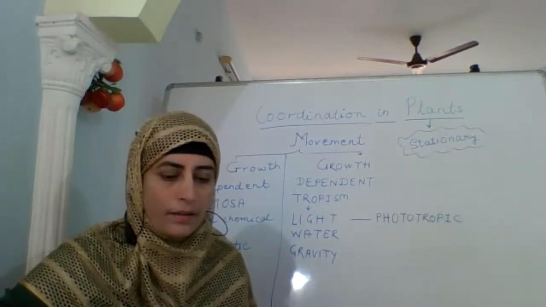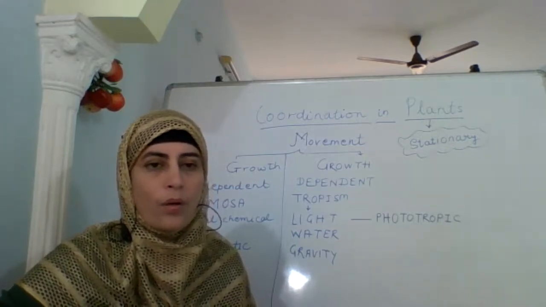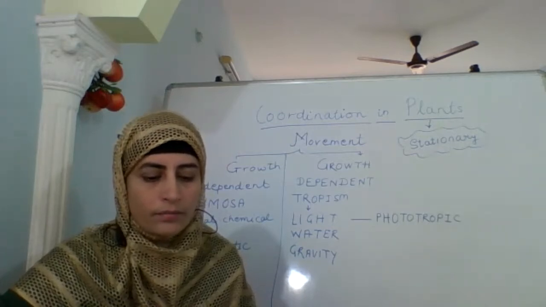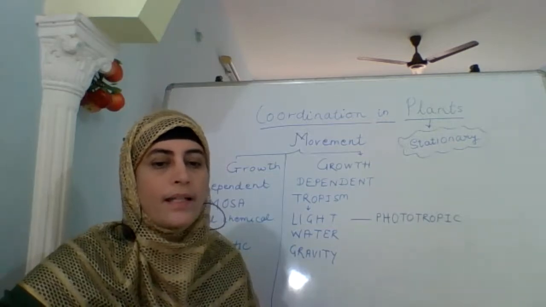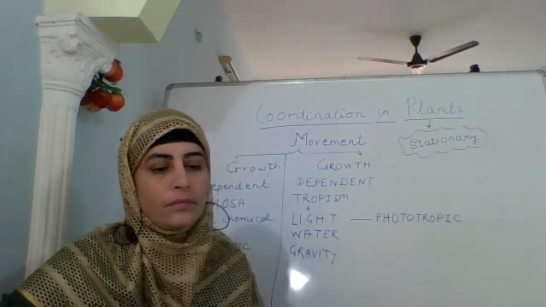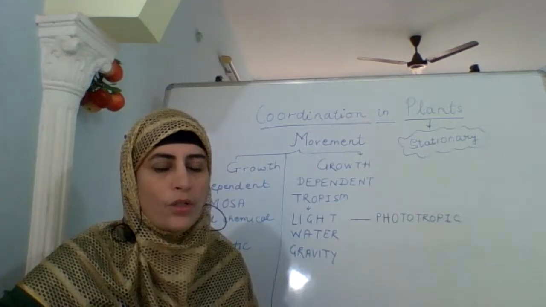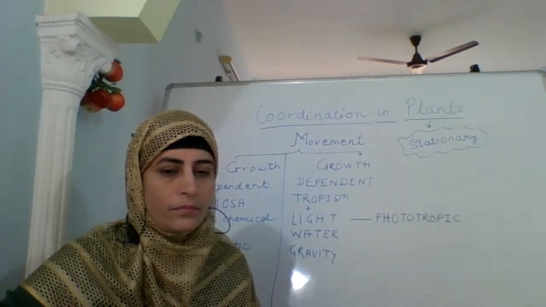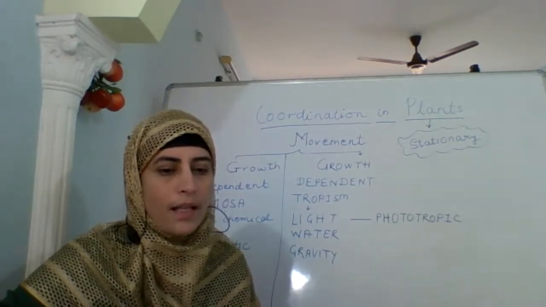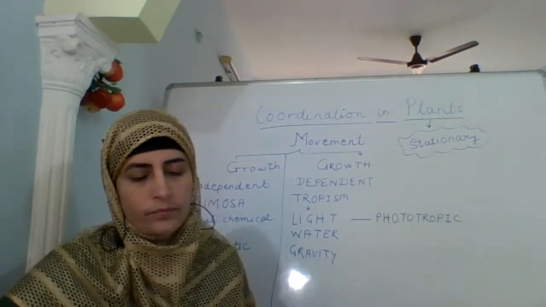When growing plants detect light, a hormone called auxin is synthesized at the tip of the shoot and helps the cells to grow longer.